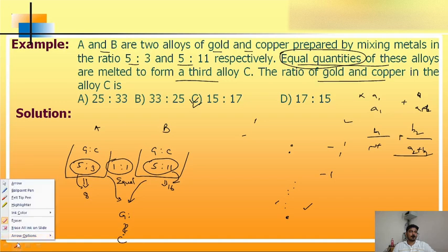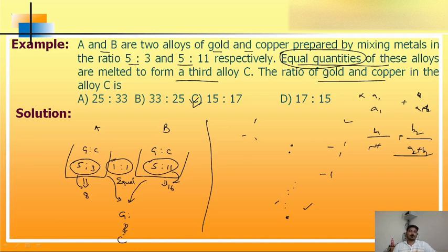Okay. Let us try to solve here. What is the gold and copper quantity present here? It is presented in a 5 is to 3 ratio, and in alloy 2 it is in a 5 is to 11 ratio. So what you need to do is take the number of parts here. The number of parts here is 8 and the number of parts here is 16.